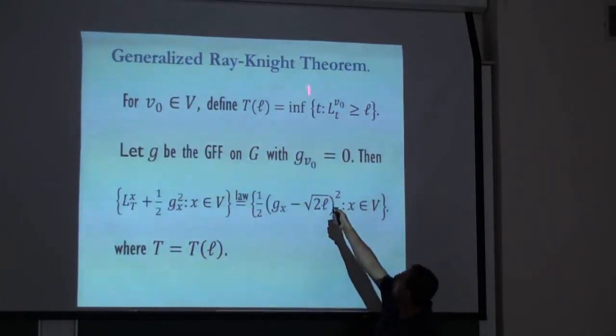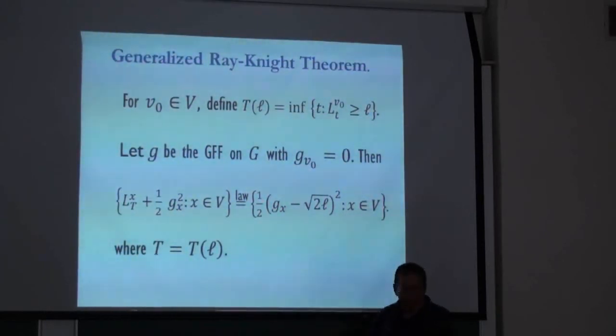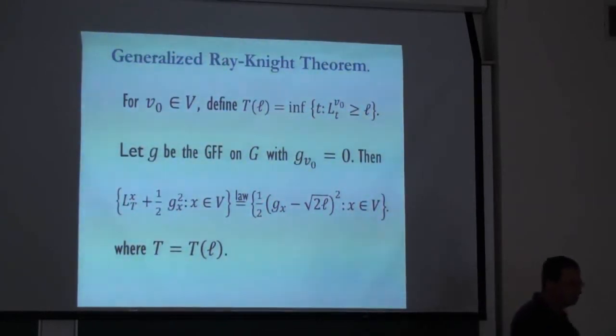So remember, L was our stopping criterion. We shift this Gaussian free field down, we square it, take half, and these two things have the same joint distribution. Until now, the only proofs are based on writing the Laplace transform of both sides. You get ratios of huge determinants, and there is a book by Marcus and Rosen on these matters, so you can find these huge determinants there.